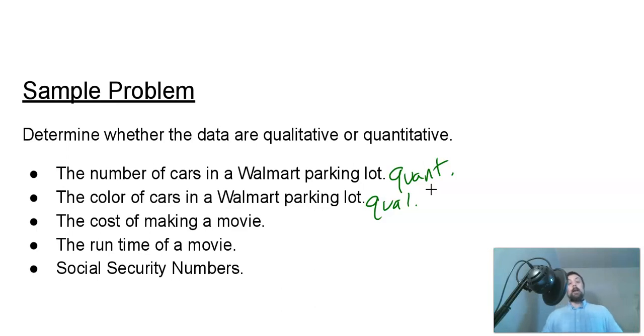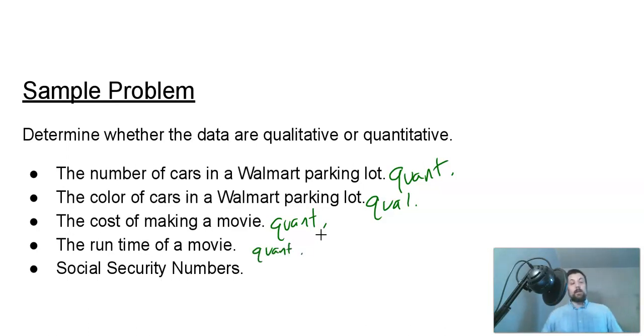The cost of making a movie. Well, cost is a numerical measurement, right? You're measuring the amount of money that it took to make that movie, and that measurement is a counting thing, right? You're counting how many dollars were spent to make that movie. And so this is quantitative. The runtime of a movie, also quantitative.